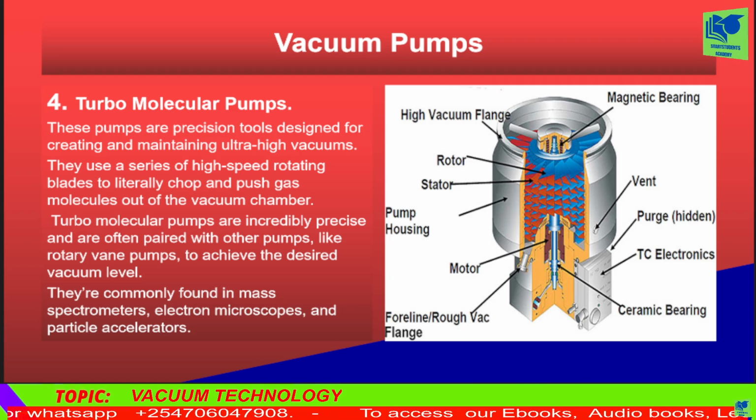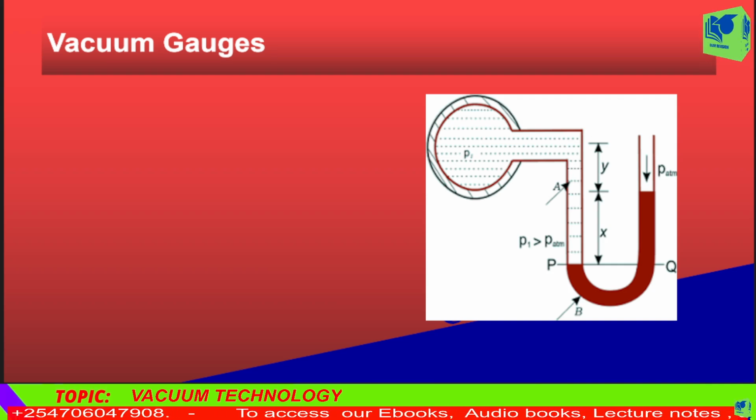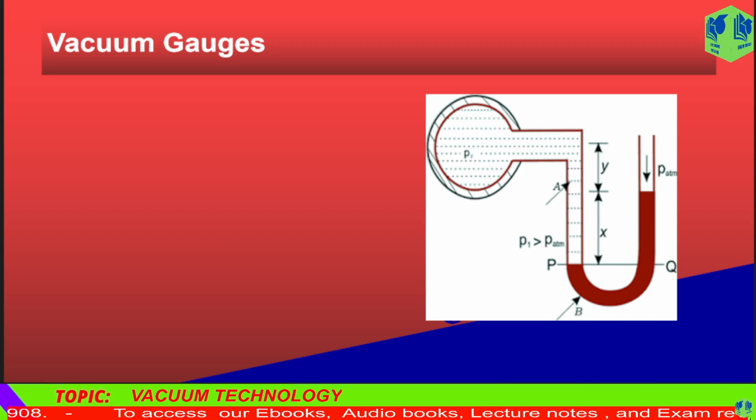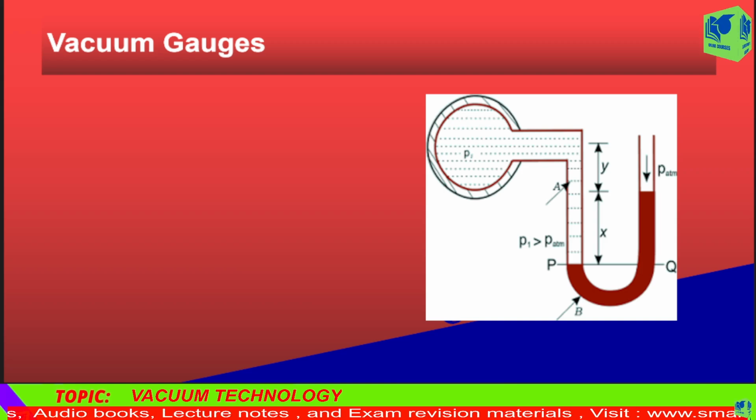Vacuum gauges. Now that we've explored vacuum pumps, let's switch gears and talk about vacuum gauges. After all, what's the point of creating a vacuum if you can't measure it accurately? Vacuum gauges are tools designed to measure the level of vacuum in a system, and just like pumps, different types are used for different pressure ranges.